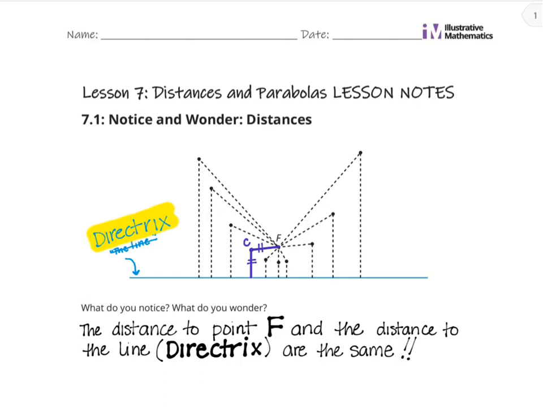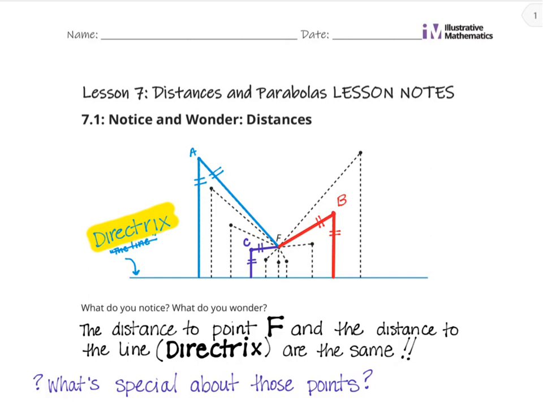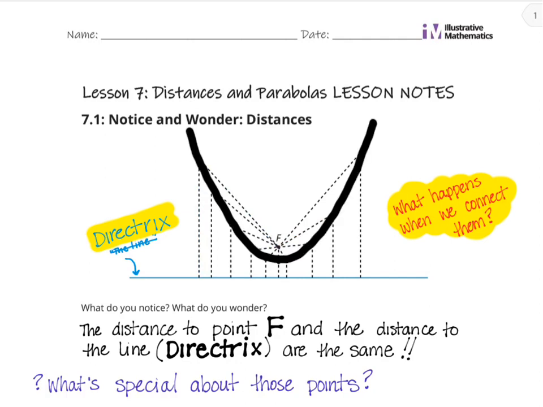So now I wonder, now that I notice that these have the same distances, what do I wonder? I'm wondering about what's so special about all these points. What makes these points where this distance is always going to end up being the same? So I wonder what would happen if we were to connect these points. So I take this point A and I connect it through all these other points to C, and all these other ones, and then B. What are we going to get? Well, when we do that, we get this shape. And this shape is called a parabola.